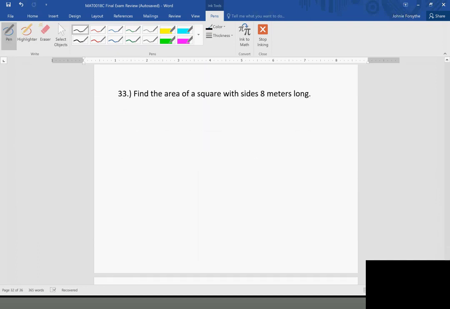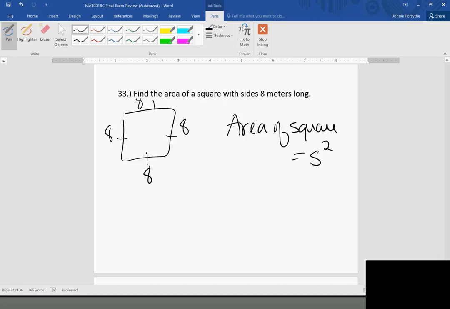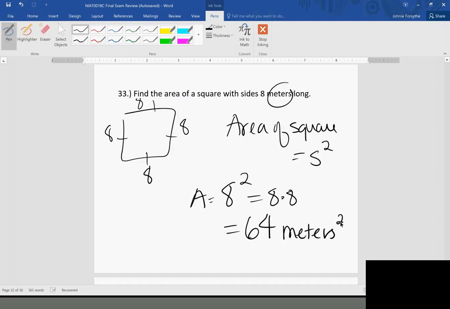Okay, 33. Find the area of a square with sides 8 meters long. So a square has all equal sides. Okay? So this would be 8 meters. All 4 sides would be 8 meters. The area of a square would be s squared, or the sides squared. So that would be 8 squared, which is 8 times 8, which equals 64. And since the units were meters, it's going to be 64 meters squared.